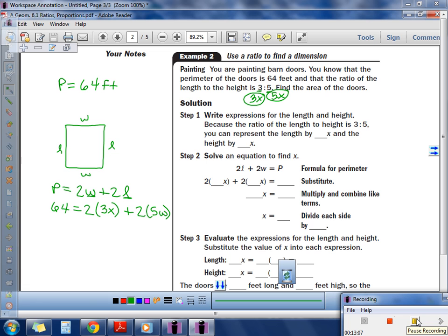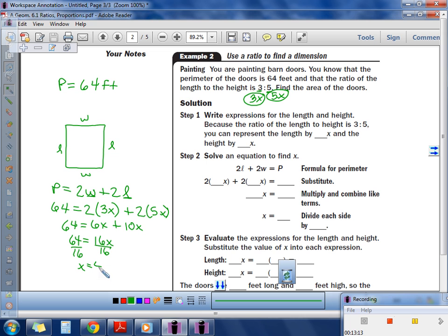Now we have some simple algebra to solve. What's 2 times 3x? 6x. And what's 2 times 5x? I should have written x there. 2 times 5x is 10x. It's getting more and more familiar. 6x's plus 10x's is 16x's. And how do you get x alone? Divide by 16. What do you get from there? 4.